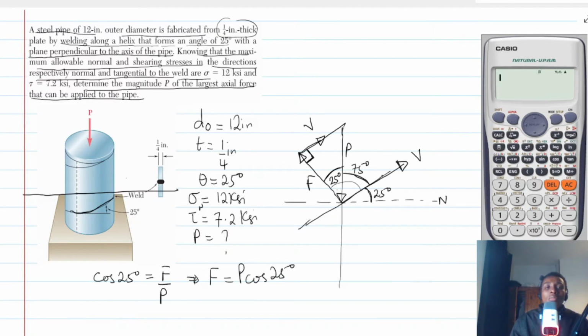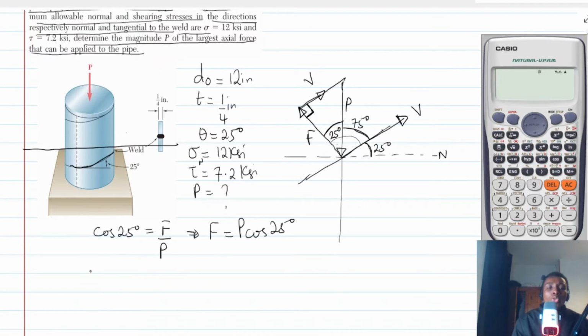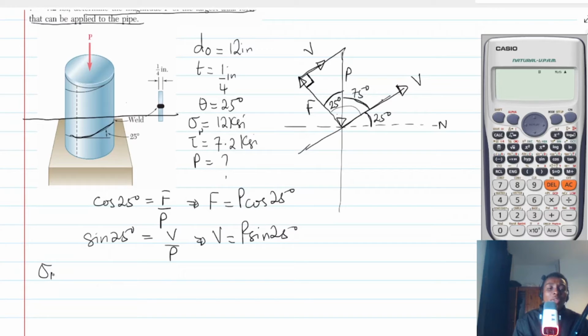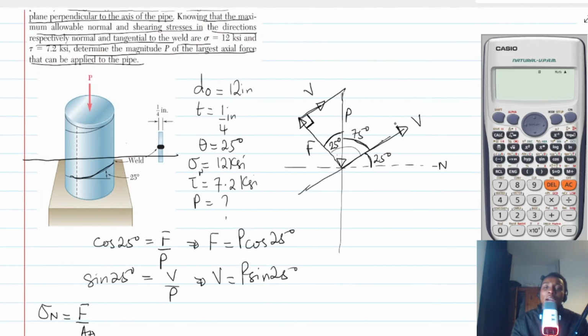All right. So we also know that sine 25 is opposite, which is V over P. Therefore, V is P sine 25. All right. So we are done with this part. But in fact, the formula for the normal stress is actually the normal force divided by A theta. So if I say A theta is sort of the area of the inclined angle.